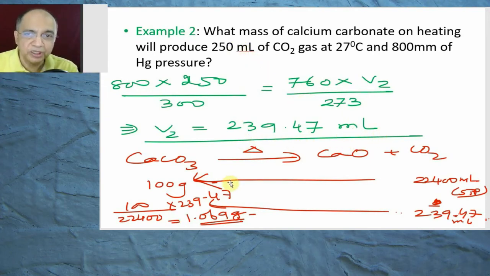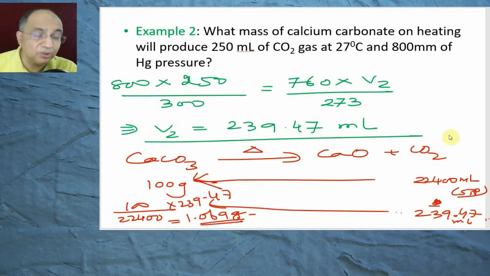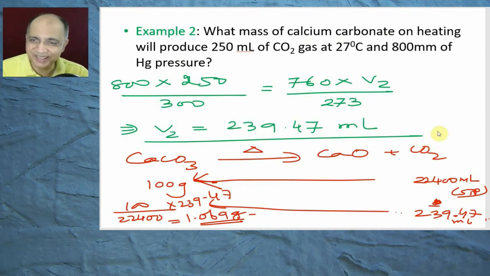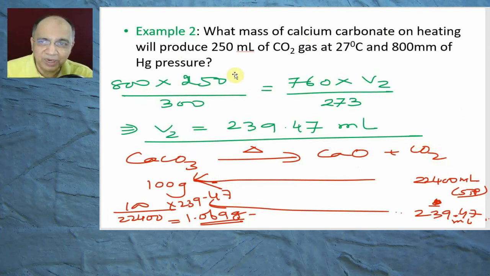Then stoichiometry. See what is happening. Calcium carbonate on heating obviously will produce calcium oxide. This is the residue, and carbon dioxide will escape into the thin air, right? So here mass, here volume. So 1 mole, the molar mass is 100: 40 plus 12 plus 16 times 3 is 48. So 100 gram of calcium carbonate produces 1 mole, which means 22.4 liters or 22,400 milliliters.